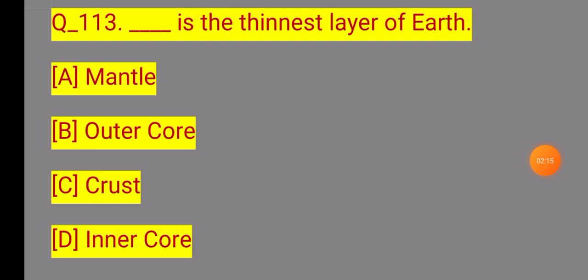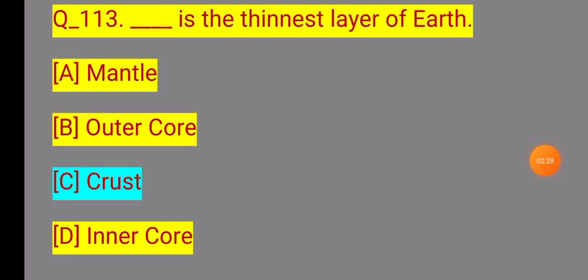Question 113 asks: which is the thinnest layer of earth, which of these four options? Option C, crust is the thinnest layer of earth.